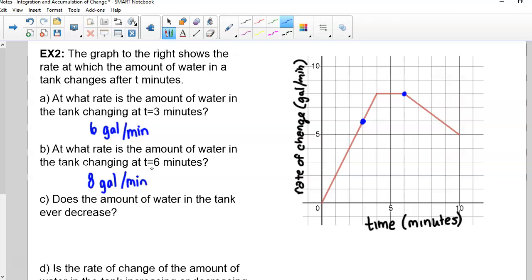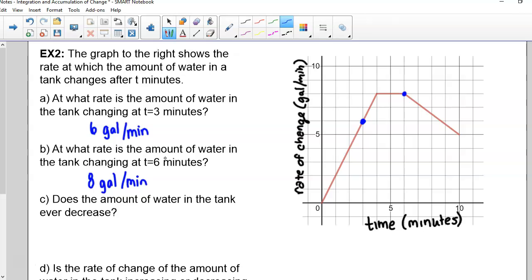Yes, so make sure what your y-axis is talking about. If we were looking at the change from 3 to 6, it was how much it increased, and 2 would be the answer, but it just wants to know what the rate of change was at that point.